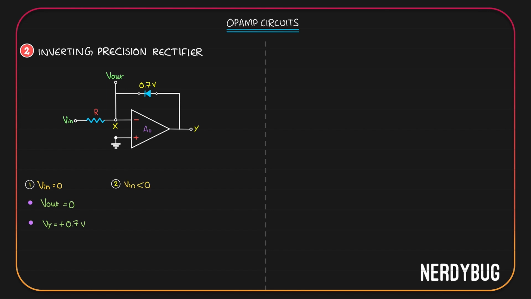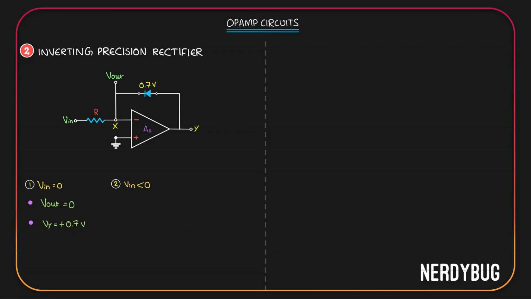In the second case, input is less than 0. Again, the same thing will happen. Opamp will give plus 0.7 volt over here. So all of that will be dropped across the diode. And over here we get 0. So that virtual ground condition is satisfied.